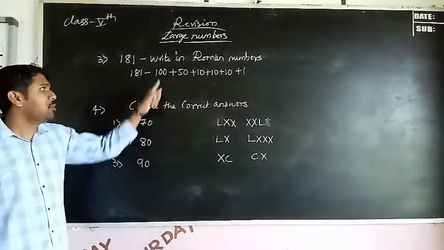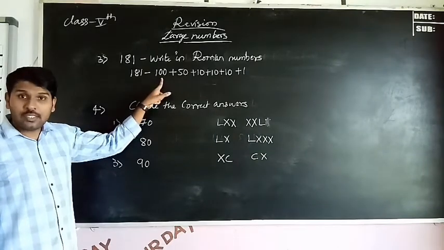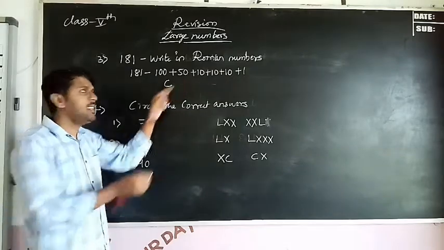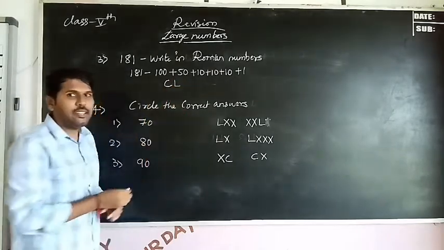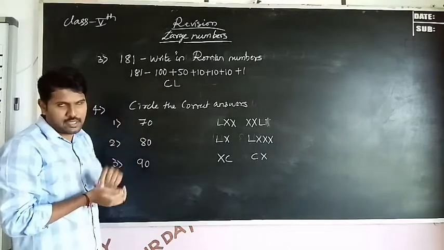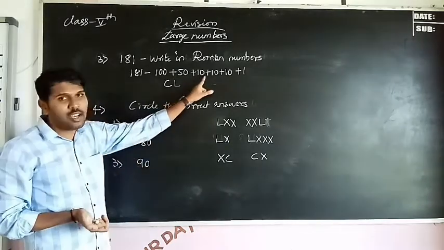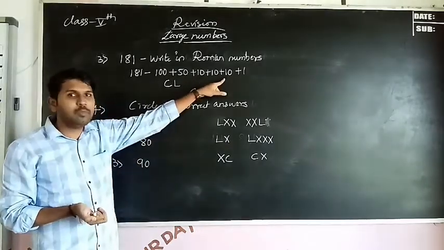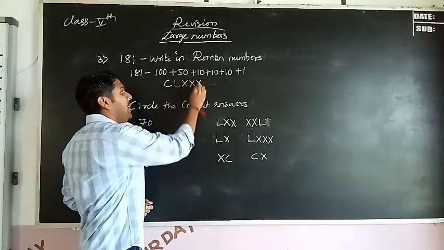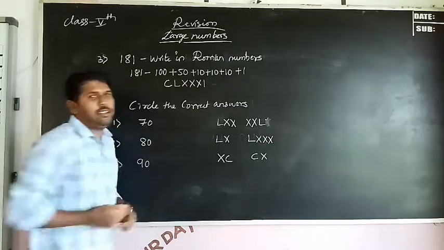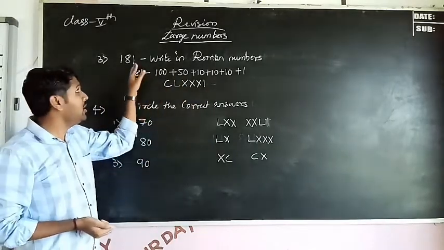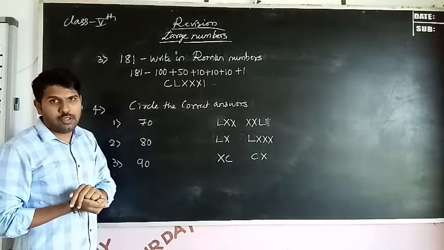Okay. So 100 means what is the Roman number? C, no? C. Next 50 means L. You are adding the numbers, so you have to write it on the right side of the number. L. 10 means how many times? 3 times, maximum 3 times. 10 means X. X, X, X. 1 means I. So this is the conversion of Roman number to numeral to Roman number.